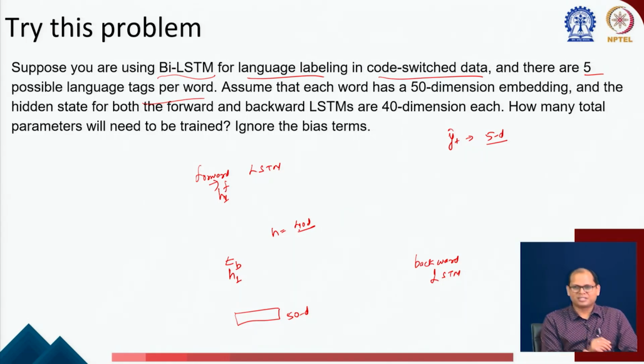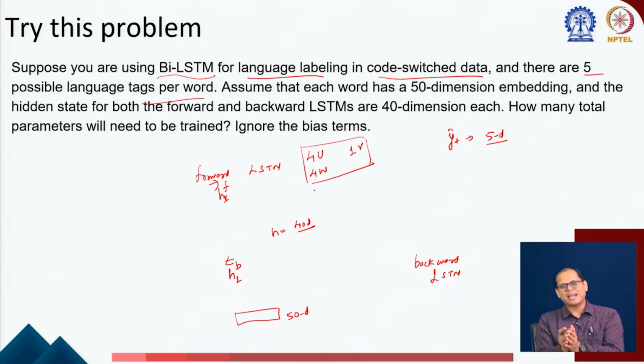Let us compute the forward. It is an LSTM, so we need 4U, 4W, and 1V. Because in bi-directional you simply concatenate, I can just compute forward and backward and add them, and this would work.